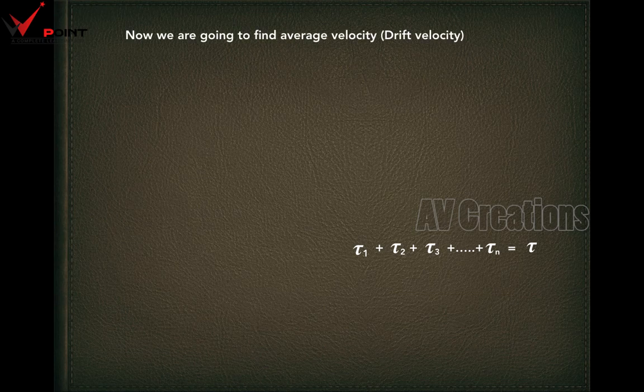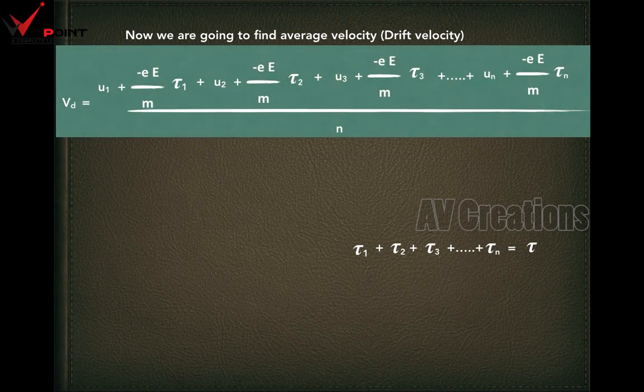Now we are going to find the average velocity. How can we find the average velocity? We need to add all the velocities and divide by n. This average velocity is the drift velocity. The first velocity is u1 plus minus eE by m into tau 1, plus u2 plus minus eE by m into tau 2, and u3 plus minus eE by m into tau 3, plus etc., plus un plus minus eE by m into tau n, all divided by n to find the average.